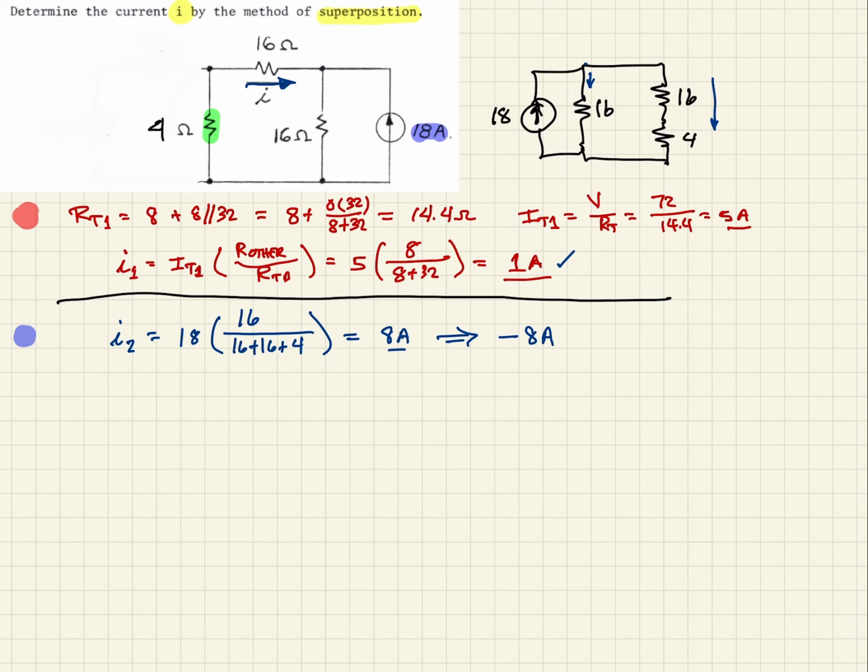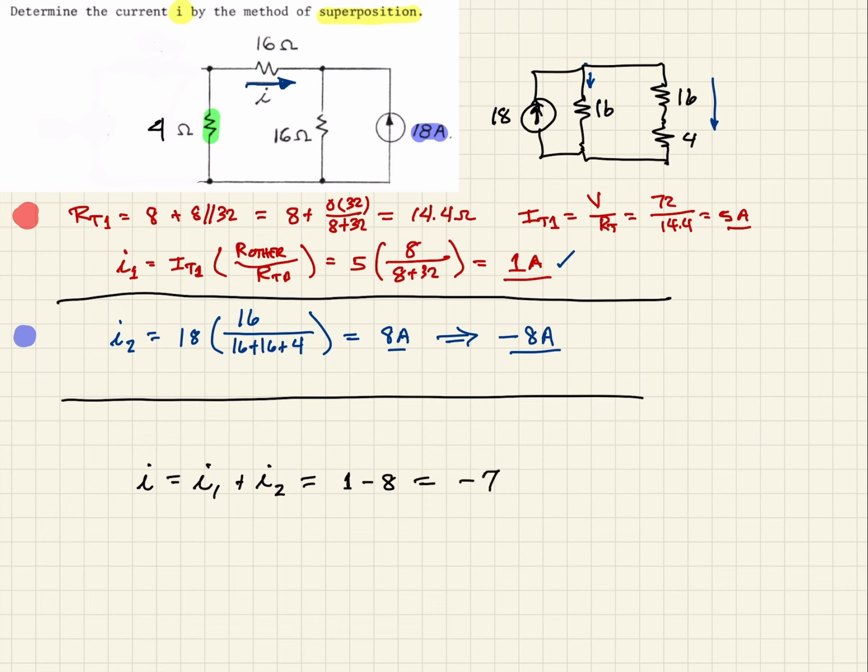So now we have the contribution from each source, 1 amp and minus 8 amps. We can now take that and calculate everything. So our I is going to be equal to our I from the first source plus our I from the second source. So the first source was 1 amp, the second source was minus 8 amps. So then the total current flowing is minus 7 amps. And so that means it's negative because we're showing the current going this way when in fact it's actually 7 amps going backwards, back against that.